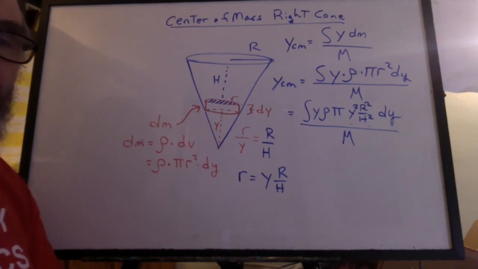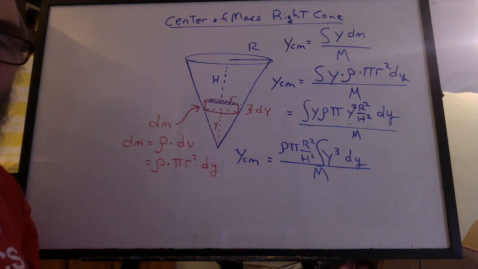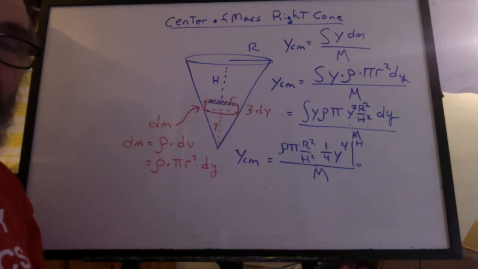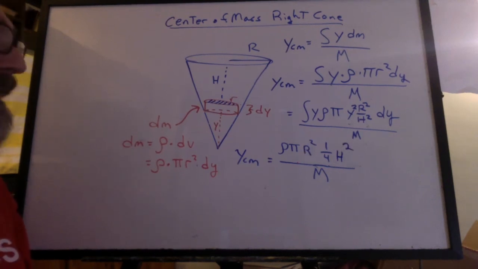Square each term. Combine the y's, pull out the constants, and we're ready to integrate. And we have 1/4 y to the 4th. Putting in our limits, and our y becomes h. We can eliminate h squared, and it looks like we're almost done, except for one thing.